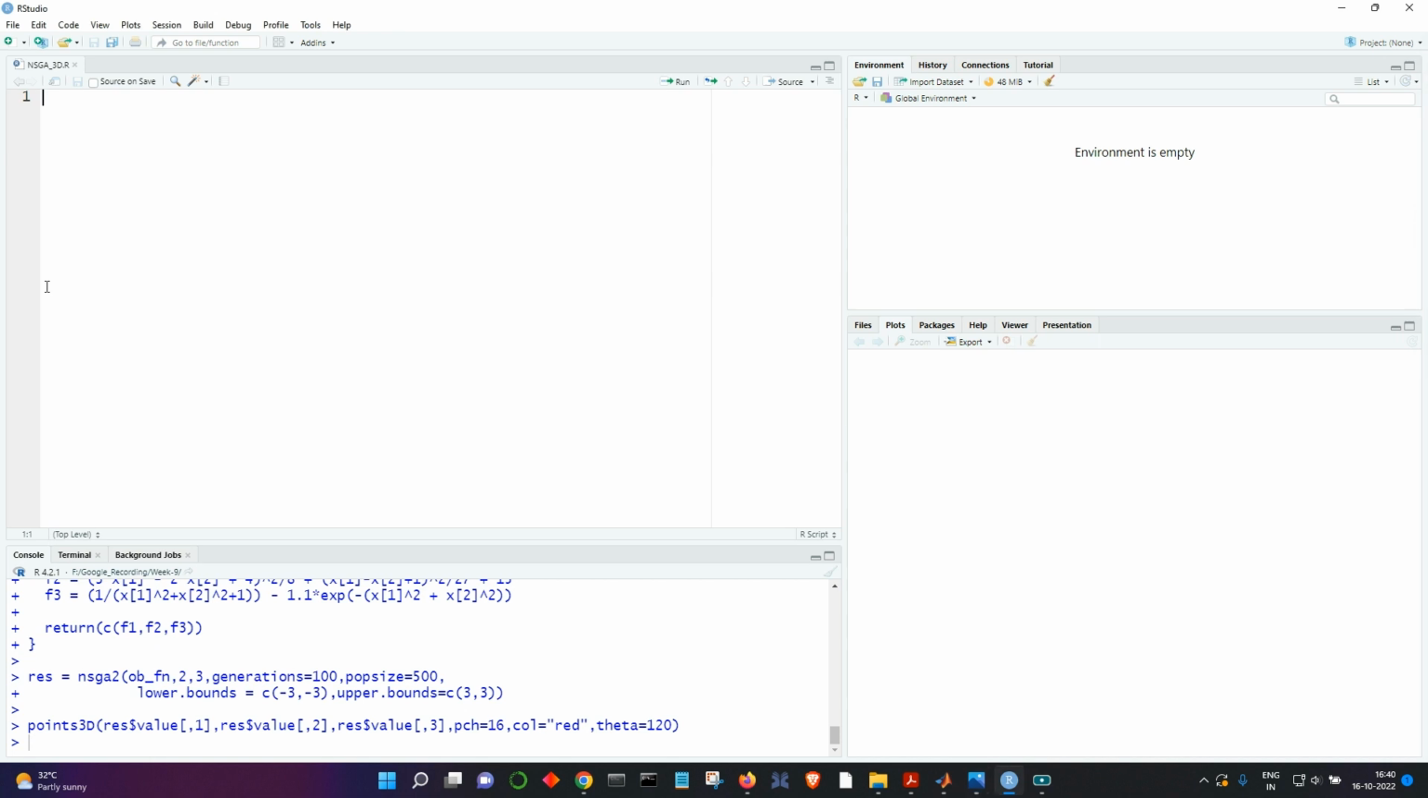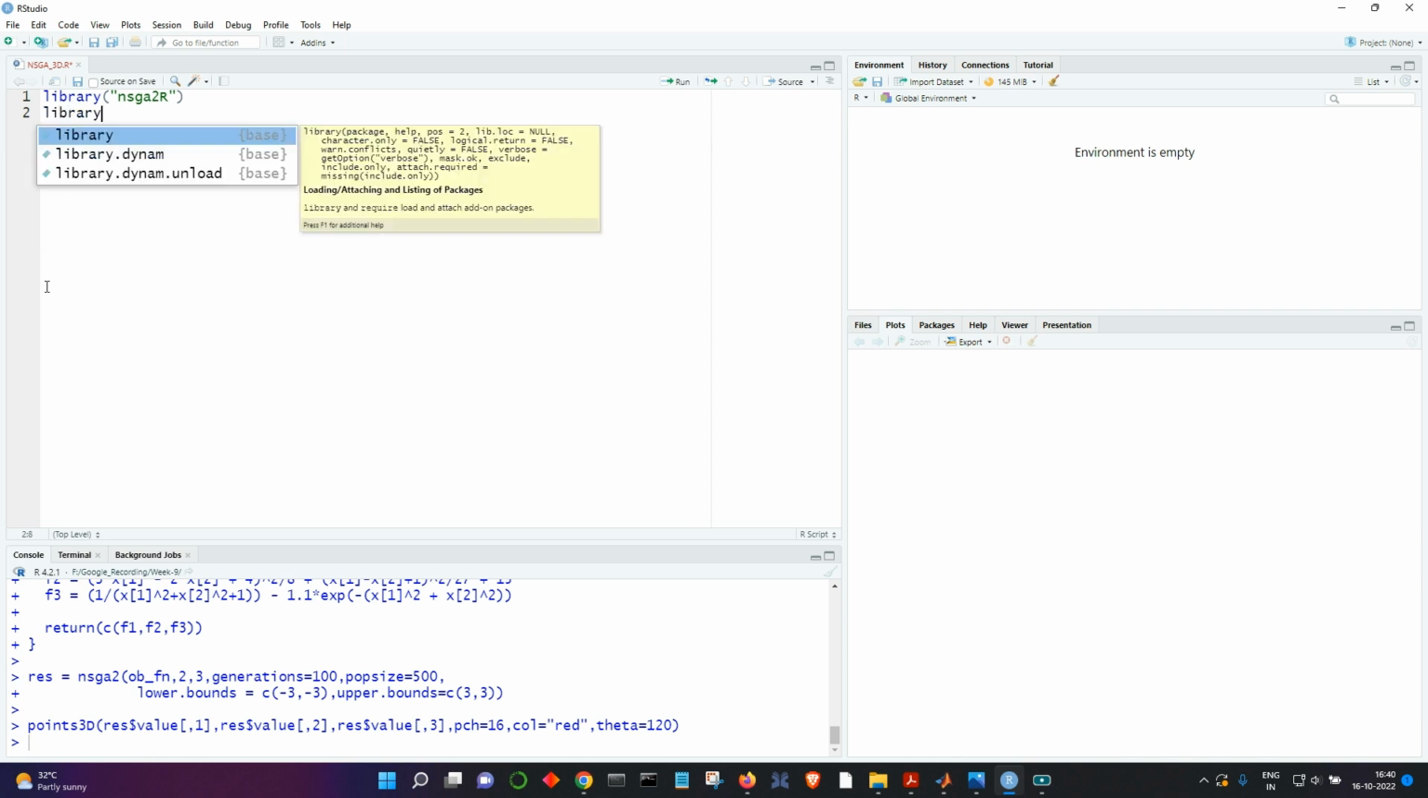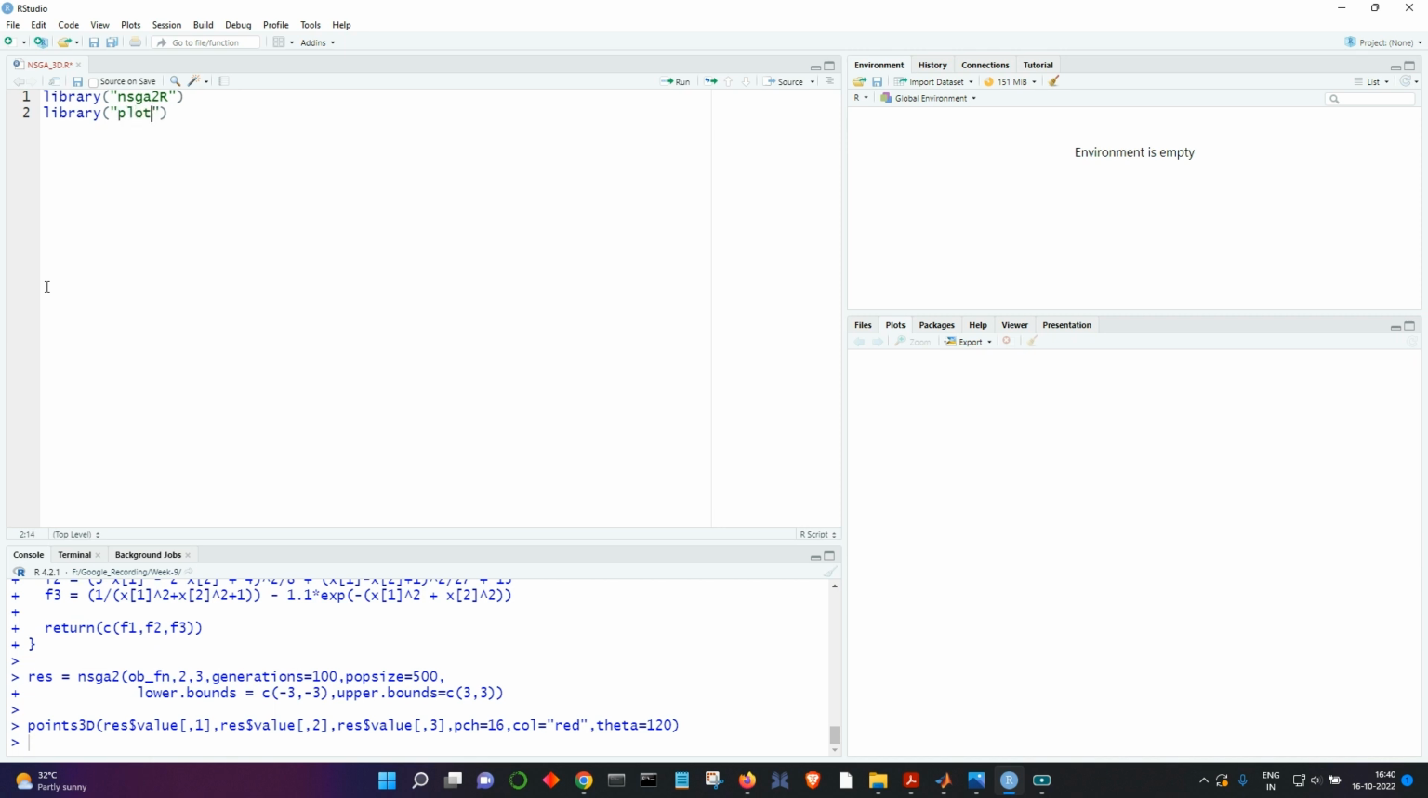Okay. So we have to import the library for NSGA2R, library NSGA2R. And since I want to plot scatter in 3D, I need to import the library plot3D also. Okay, so we will define the objective functions. So we have OBJ.